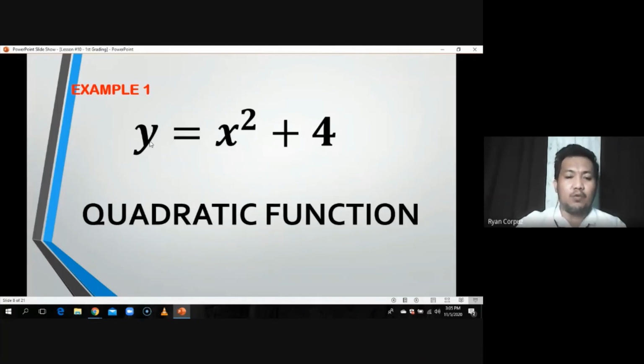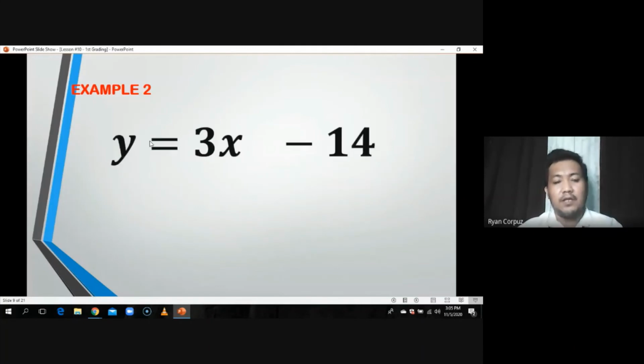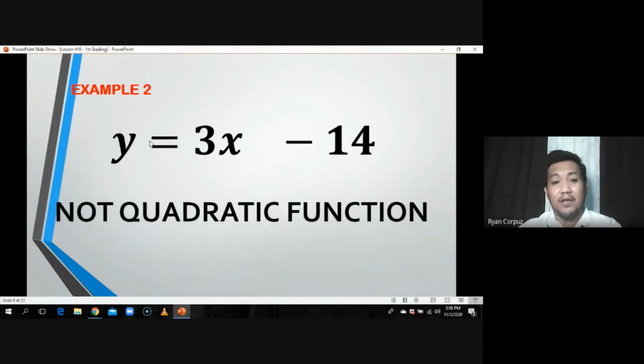Let's have number 2. Hopefully we understood example number 1. Let's have example number 2. In example number 2, the given is y is equal to 3x minus 14. If we are going to identify or determine if that equation is a quadratic function or not, we will find out that it is not a quadratic function.